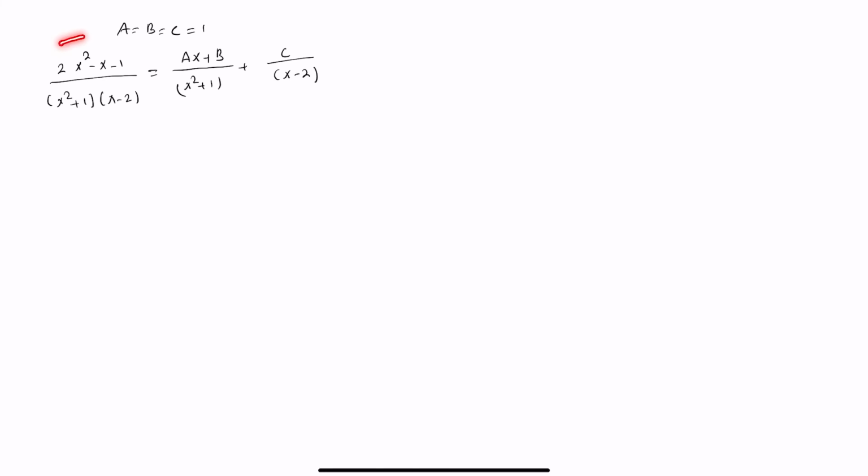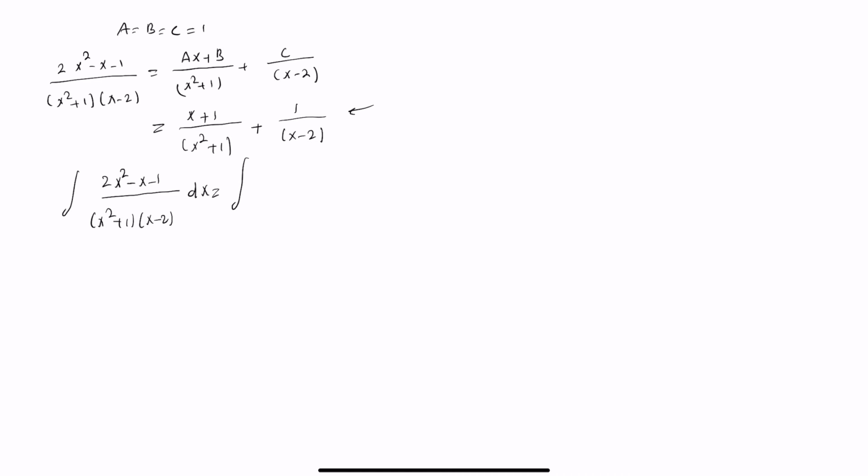Now again, this is the value of a, b, and c, and this is what we started with using partial fractions. So let's plug back the value of a, b, and c. So that's going to be equal to a, which is 1, so we're going to have x, and then b is 1, over the denominator, which is x squared plus 1, and plus c, which is 1, and then over x minus 2. Now let's integrate. So we're going to have the integral of 2x squared minus x minus 1 over x squared plus 1 multiplied by x minus 2 dx equal to the integral of this side in here.